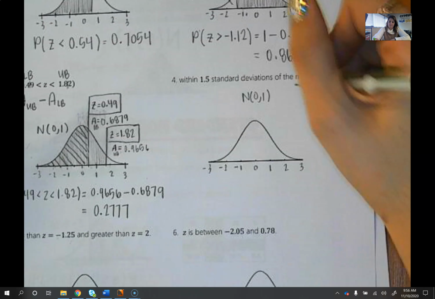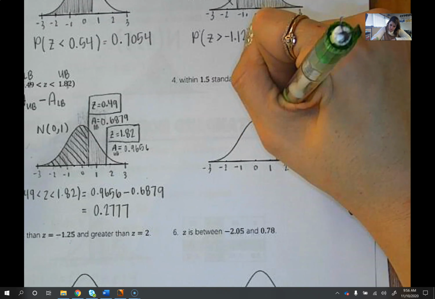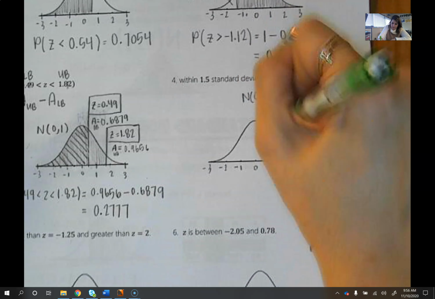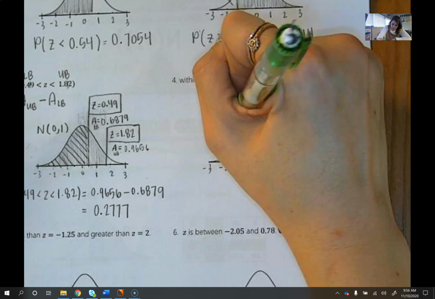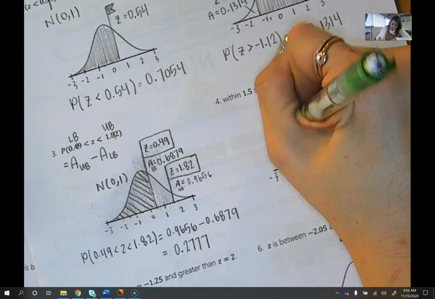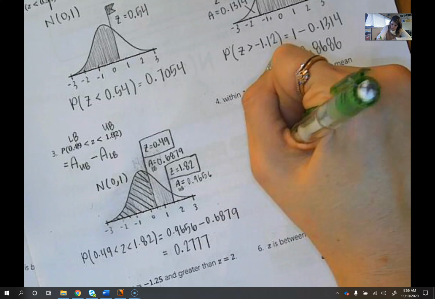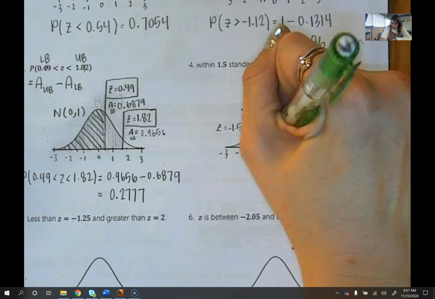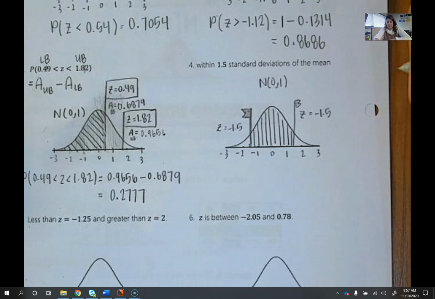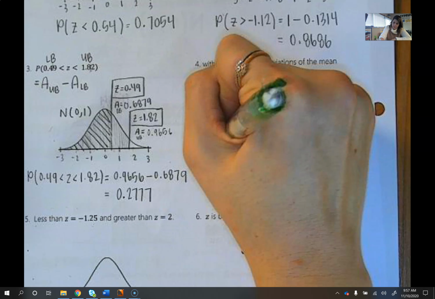Okay, well, within 1.5 standard deviations, well, that means that our upper bound is z equals 1.5, and our lower bound is z equals -1.5. Because remember, our number of standard deviations is just our z-score. So what we're looking for is this area between the two. Okay, so we need to find the area for our upper bound, and we need to find the area for our lower bound.